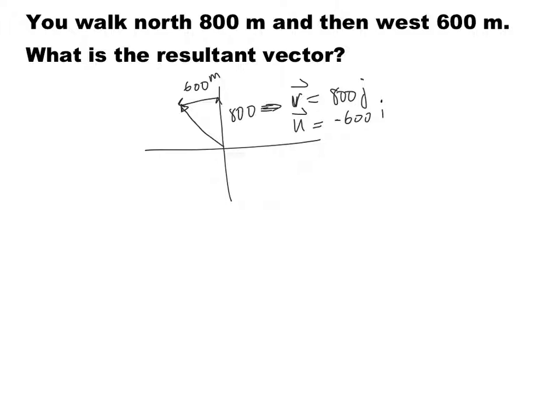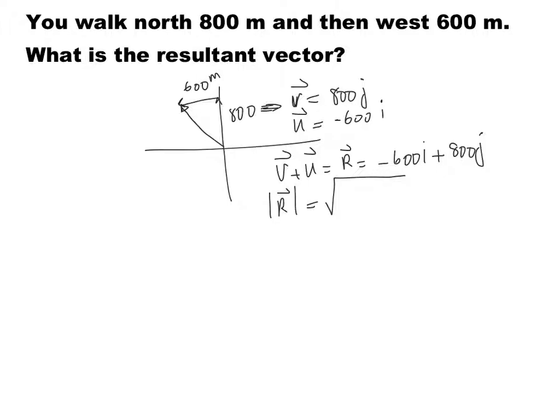Now, the resultant v plus u, which is r, the resultant vector, is going to be negative 600i plus 800j. Now, as I said before, the magnitude of the resultant is going to be the square root of negative 600 squared, which is going to be positive, plus 800 squared, which is going to be 1000 meters.